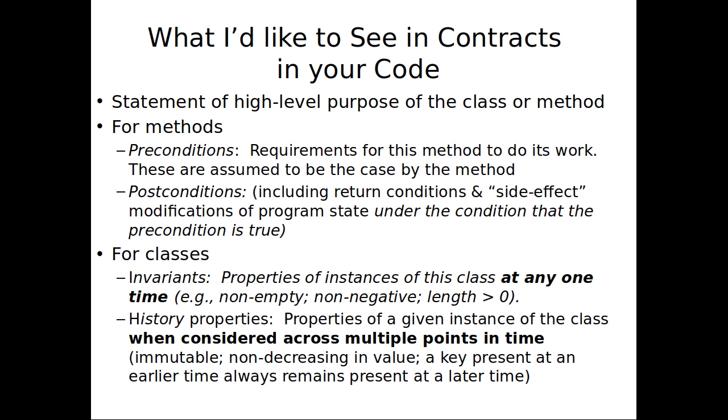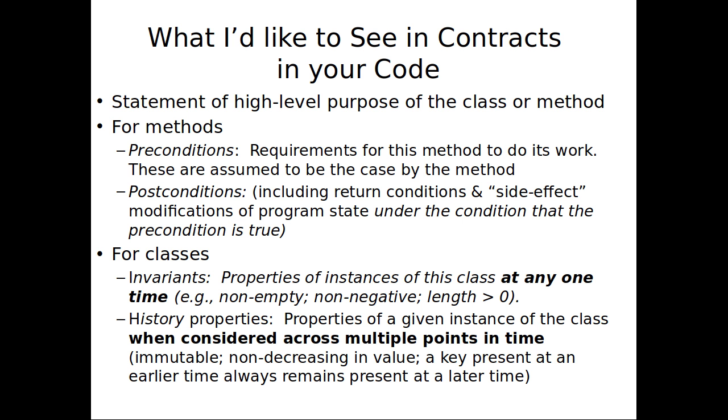Now, beyond that, I'm looking for 2 additional things. And those in 470 you will be seeing explored in considerable depth when it comes to what's called the Liskov substitution principle. These apply to classes, to an object-oriented context. And they consist of something called invariants and something called history properties. So I'd like to see, for classes, a statement about what the invariants and history properties are for this class.